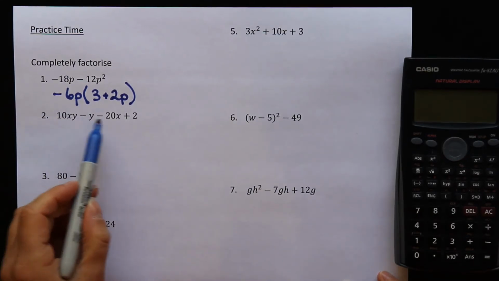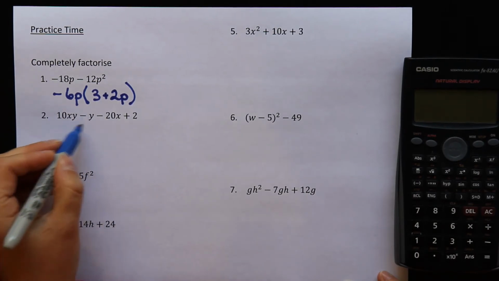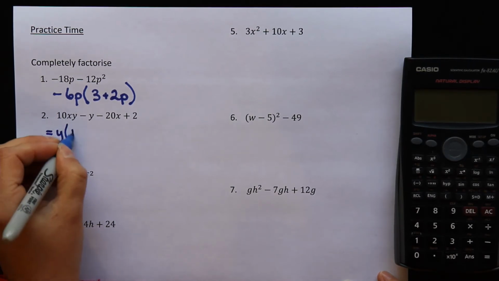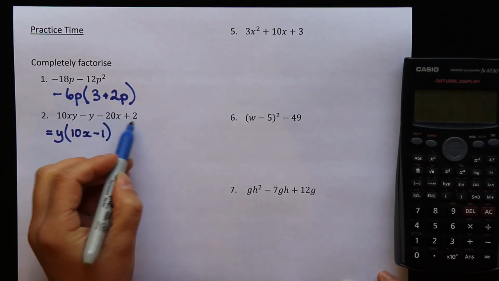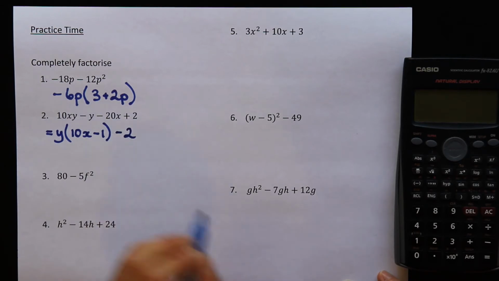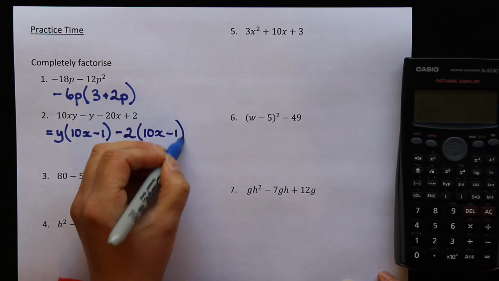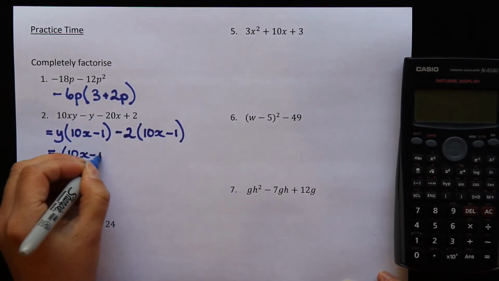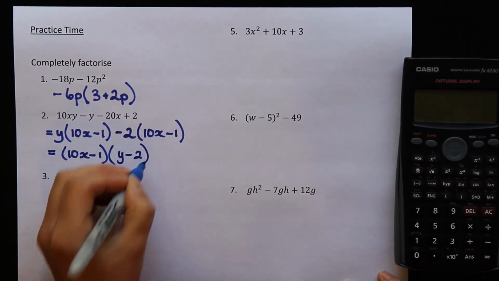Question 2, I have 4 terms, so it's going to be factorizing in pairs. The first 2 terms I can take out y as a factor, which will leave me with 10x minus 1. The third and fourth term I can take a negative 2 out as a factor, which will give me 10x minus 1 again. So because I have 10x minus 1, that can go out the front as a factor, I can put the y minus 2 after it.